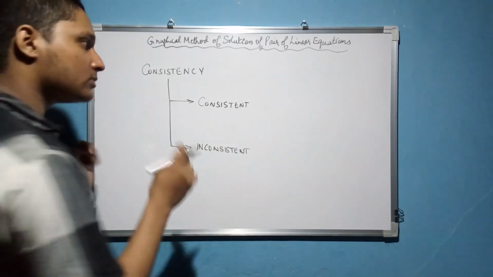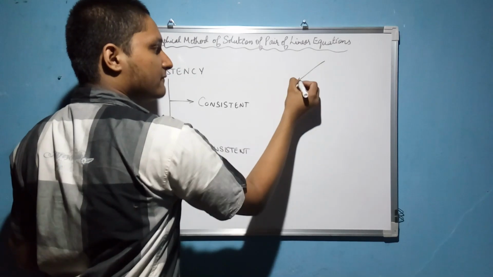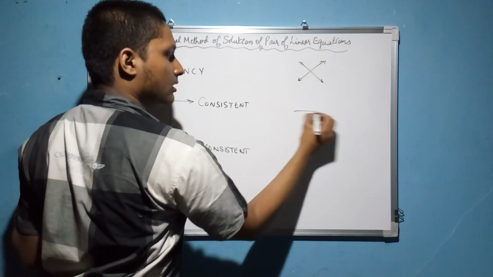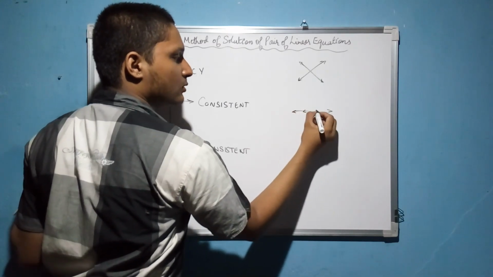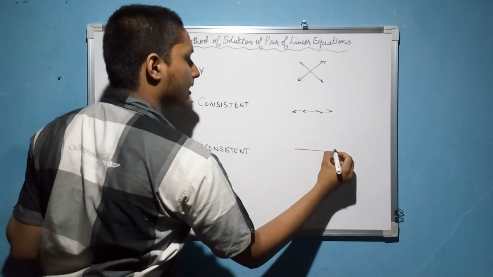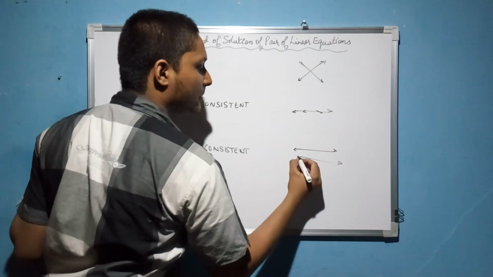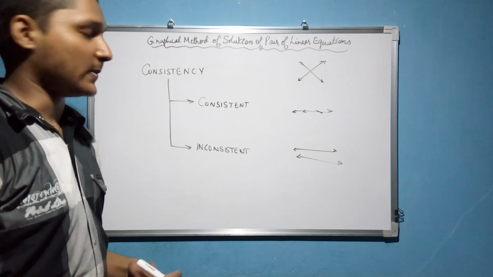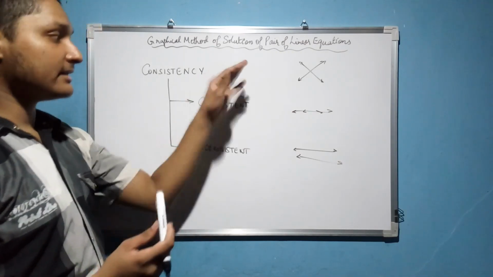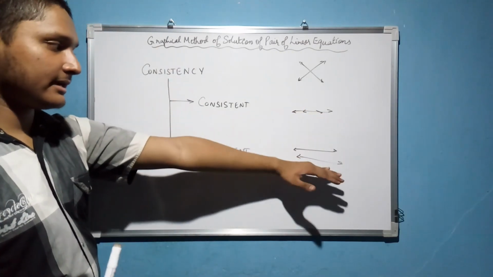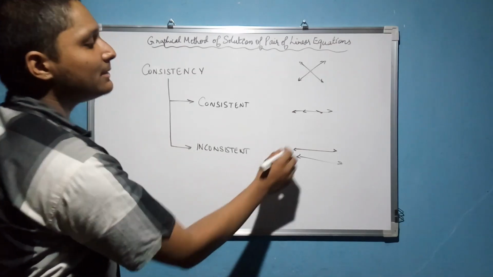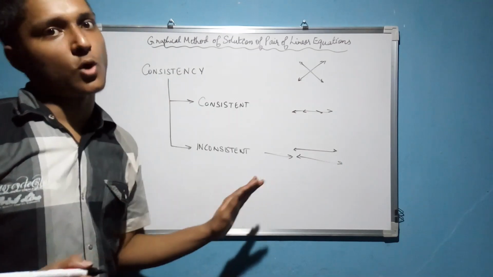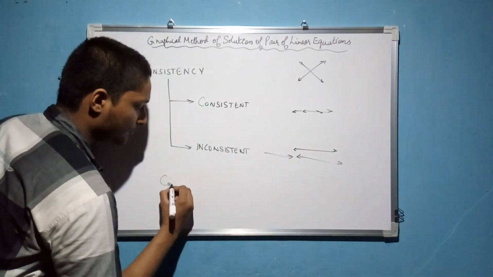So we had learned about the three types of pair of lines. They were intersecting, coincident, and parallel pair of lines. This is intersecting, this is coincident, and these two are parallel. In parallel, there is no solution since there is no common point.